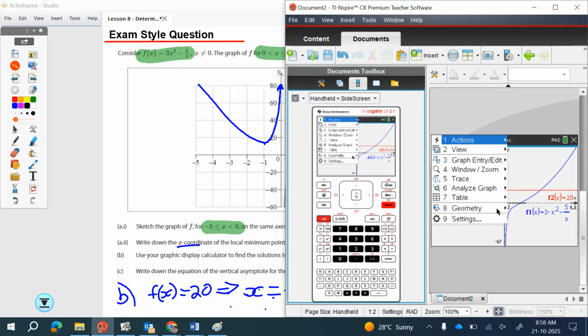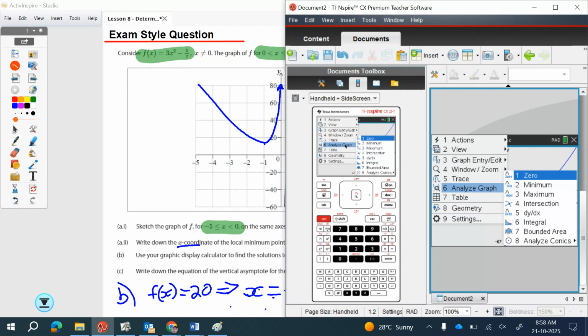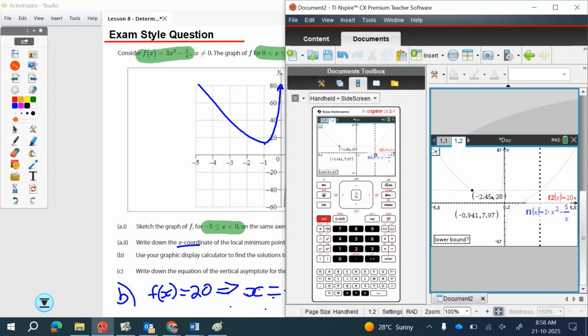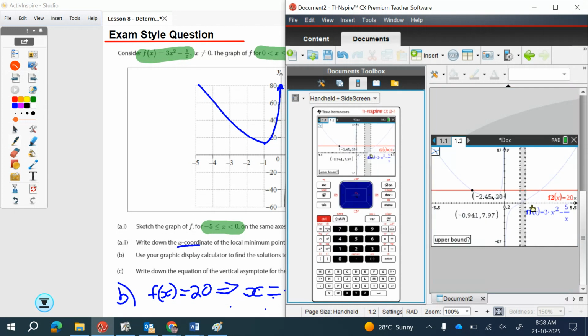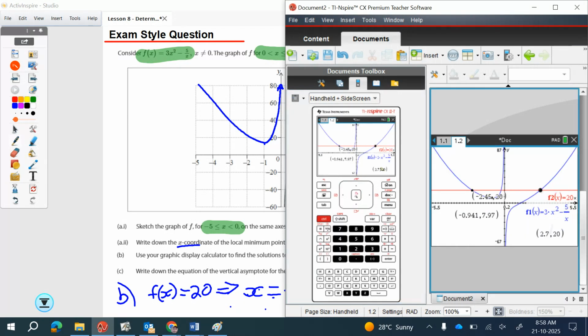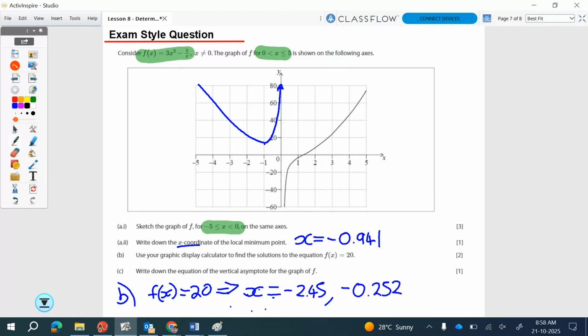So to find the third one now, I'm just going to have to go over here, analyze graph, find the intersection, put my lower bound in here, upper bound there. This one is at 2.70. Remember that this calculator will round off the zeros at the end. So we have 3 solutions there.